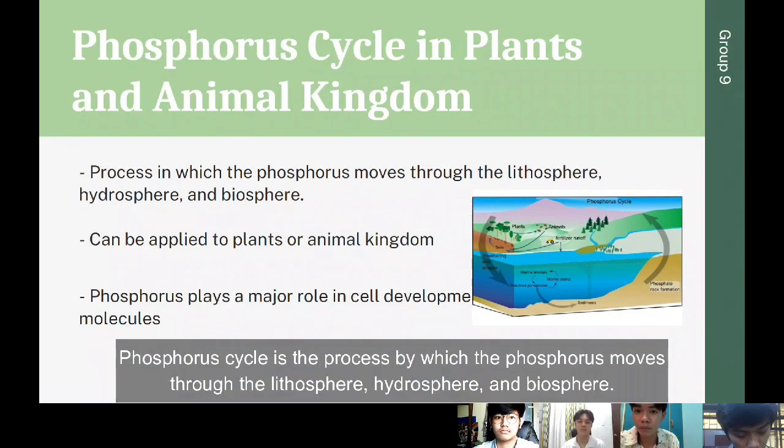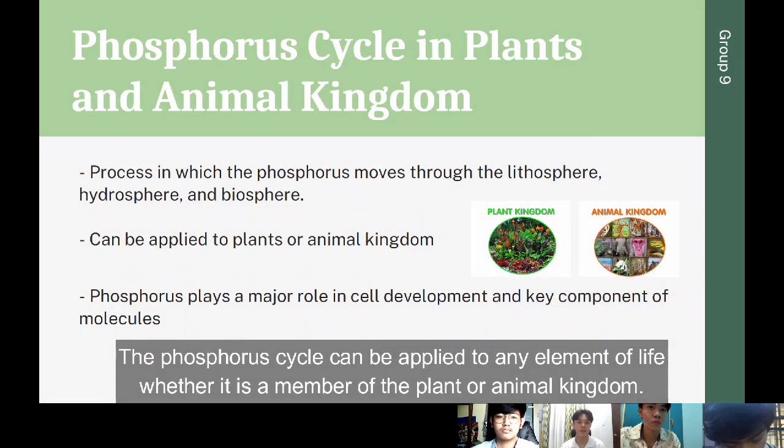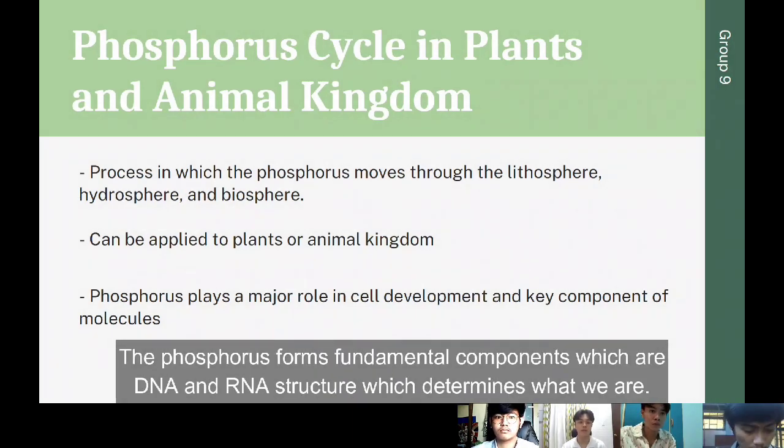Phosphorus cycle is the process by which the phosphorus moves through the lithosphere, hydrosphere, and biosphere. It is essential for plant and animal growth, also in the health of microbes inhabiting the soil. The phosphorus cycle can be applied to any element of life, whether it is a member of the plant or animal kingdom. Phosphorus forms fundamental components, which are DNA and RNA structure, which determines what we are.